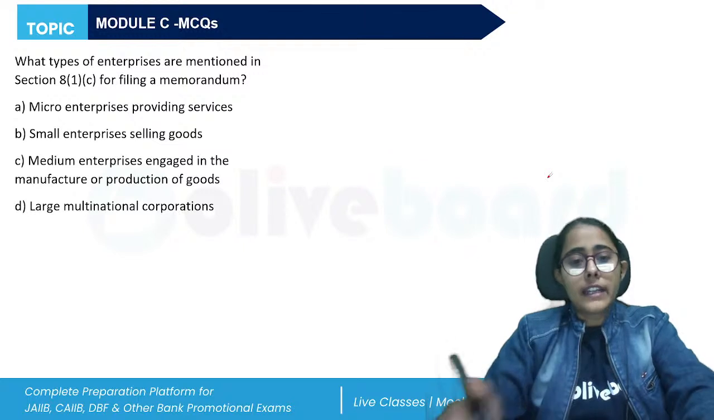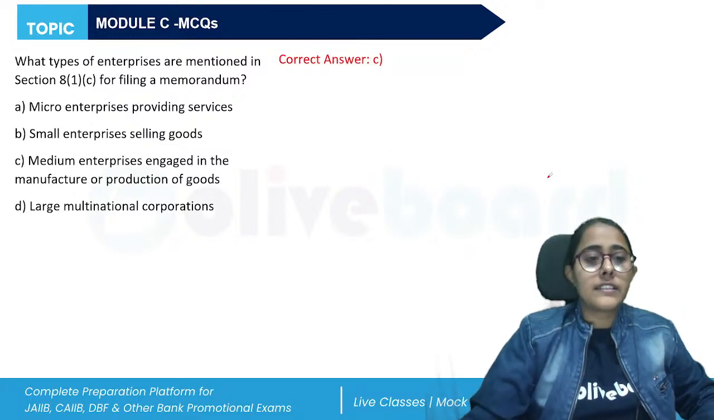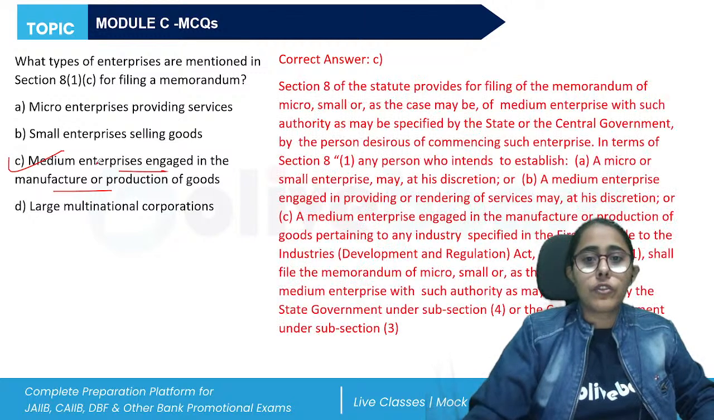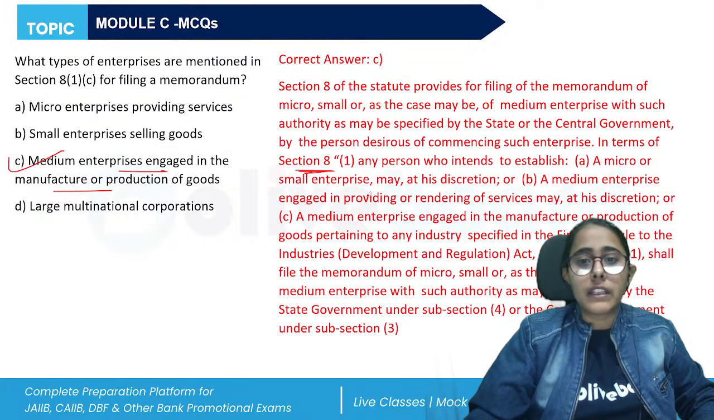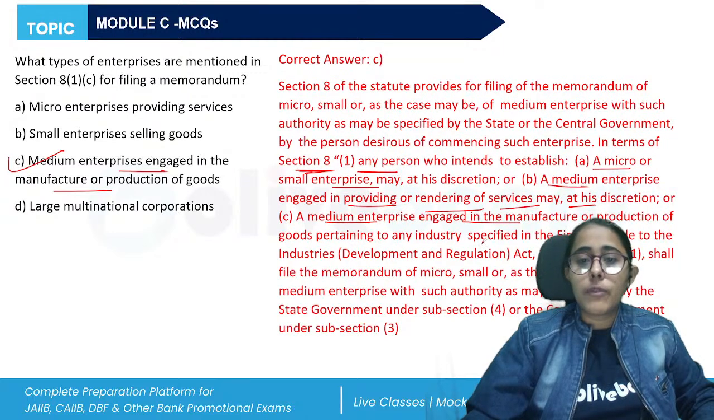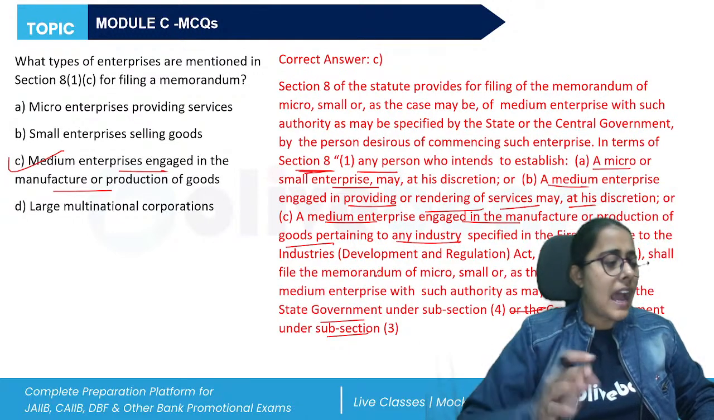So here the correct answer will be option C, that is medium enterprises engaged in the manufacture or production of goods. So we have been specifically asked about section 8.1. So any person who intends to establish a micro or small enterprise, or a medium enterprise engaged in providing or rendering of services at his discretion, a medium enterprise that is engaged in the manufacture or production of goods pertaining to any industry, or the central government under subsection 1 or the state government are specified.